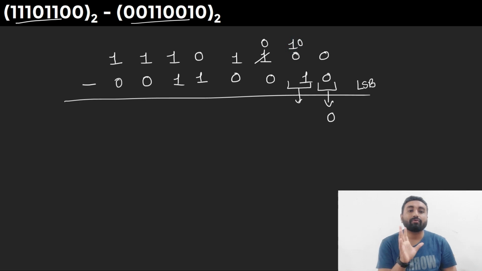Okay, 10 is equal to what? 2. So from 10, if you are subtracting 1, that means from 2, if you are subtracting 1, your answer will be what? 1. Exactly. So here your answer will be 1. Now here 0 minus 0. What is 0 minus 0? Simply 0.